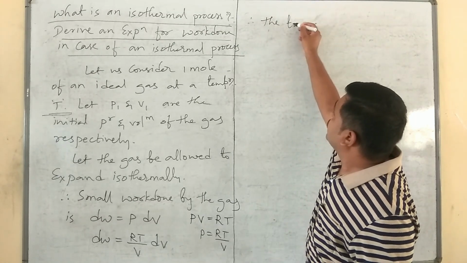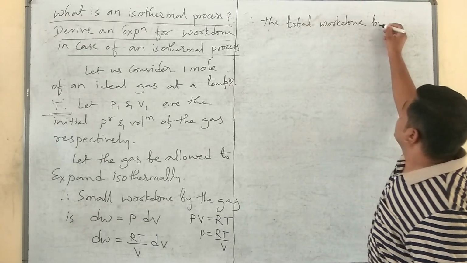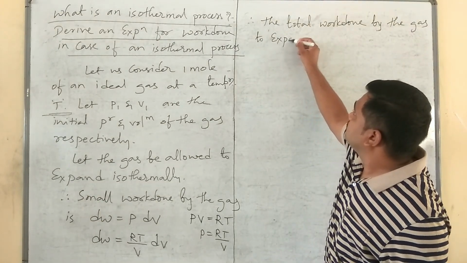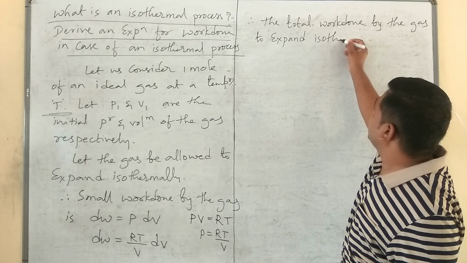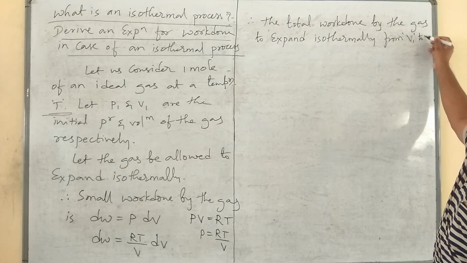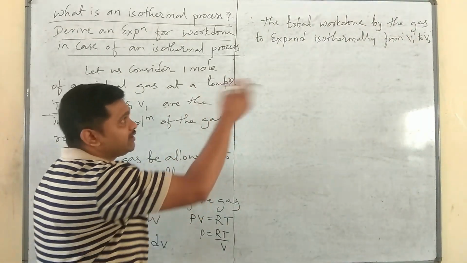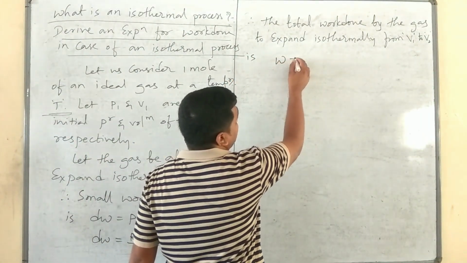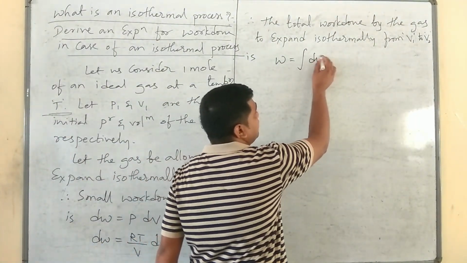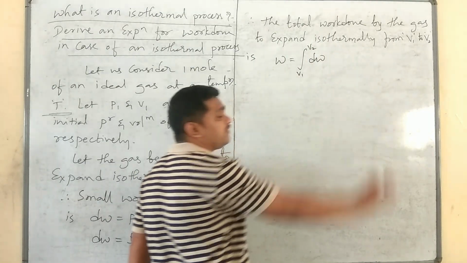Here we have calculated the small amount of work done. Therefore, the total work done by the gas to expand isothermally from V1 to V2, V1 the initial volume, V2 the final volume, as we know well about the concept of integration, W is equal to integration of dW within the limits V1 and V2.